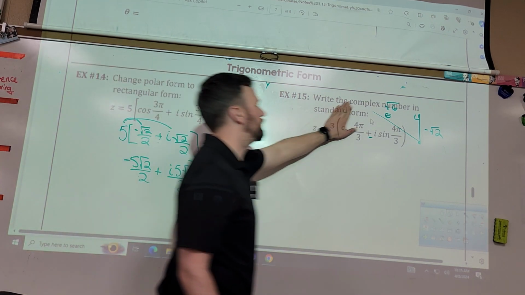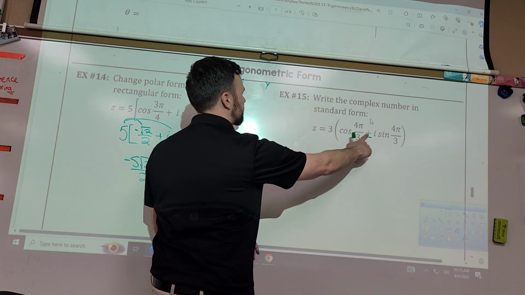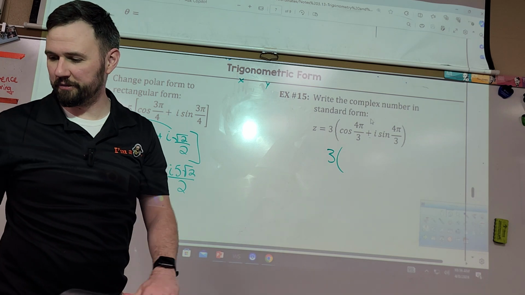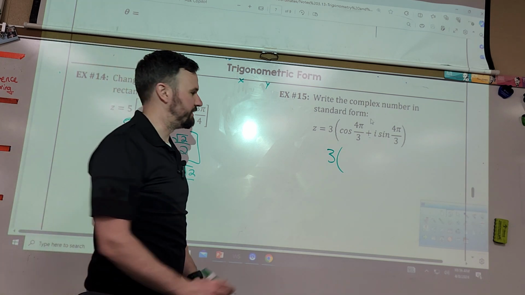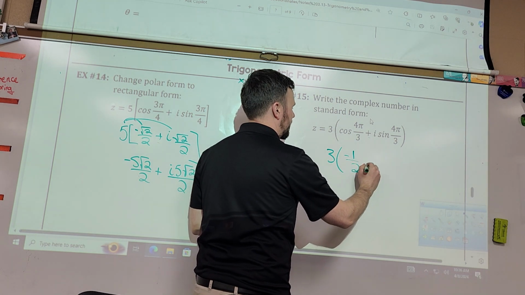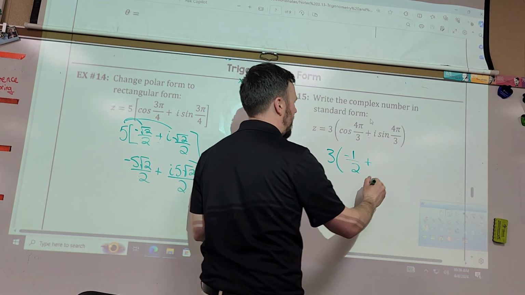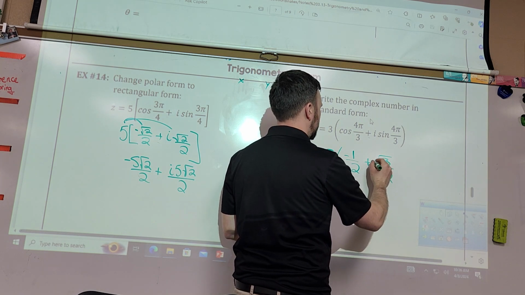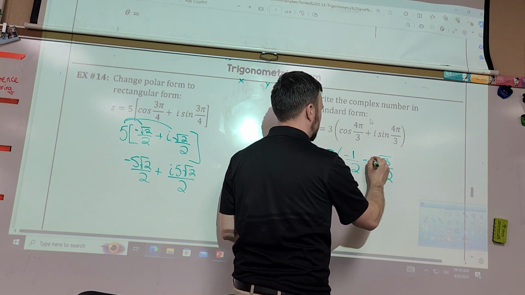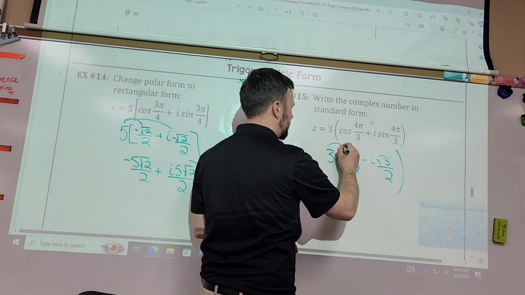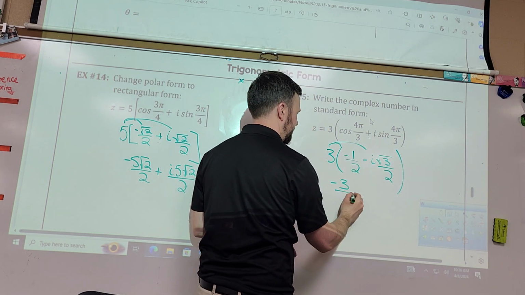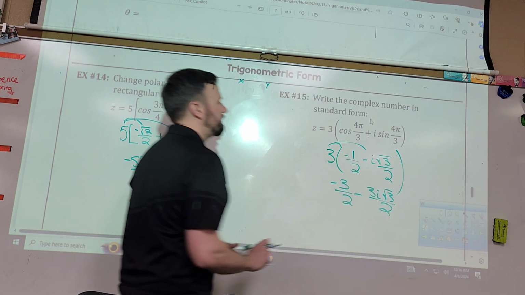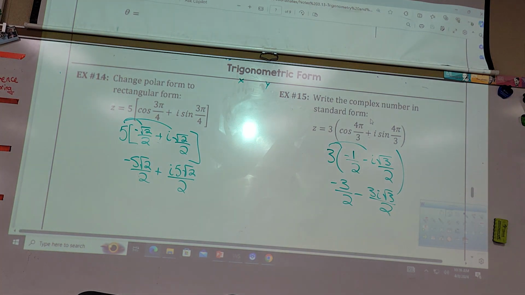So how would I do this one? Guess what I do? I just look at the unit circle, right? What's cosine of 4 pi over 3? Negative a half. And then it'd be plus, sine of 4 pi over 3 is what? Positive root 3 over 2? Oh, why am I struggling today? And then what do I do with my 3? That's it. Do you know what I mean? That's it. Don't overthink that. Like, I'd hate for you guys to get that one wrong.